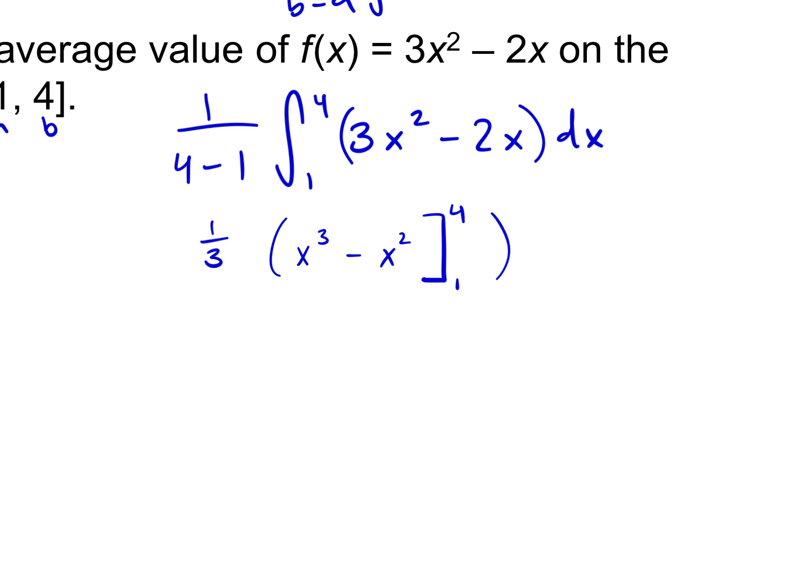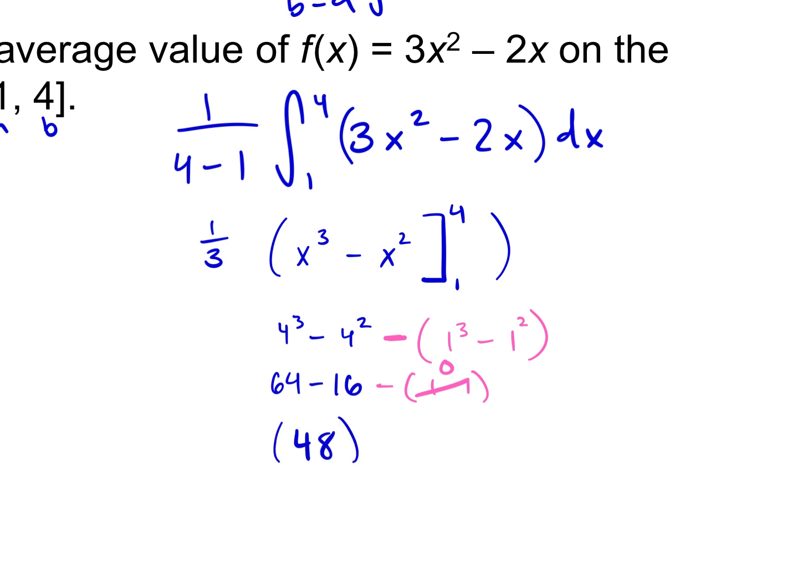What would I have to plug in first? The 4. So 4 cubed minus 4 squared. And then minus, when I plug in the 1, this would be 1 cubed minus 1 squared. 4 cubed is 64. Minus 4 squared would be 16. And this would be minus 1 minus 1. What's 1 minus 1? 0. So this would be 0. So then we just have 64 minus 16, which would be 48.